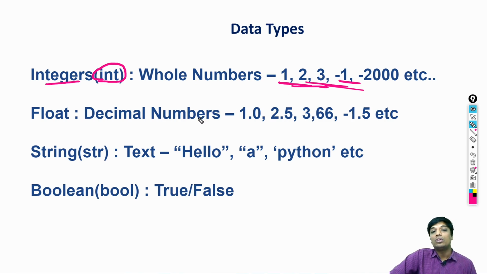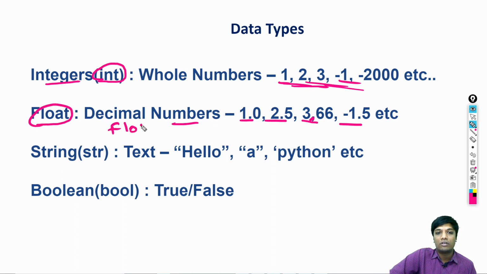And if you want to store decimal numbers, with fractions, like 1.0, 2.5, or minus 1.5, or 3.66, something like that, then this is nothing but your float. The short form is given as float itself. In Python, the integer short form is int, and this is float. All should be in small letters.